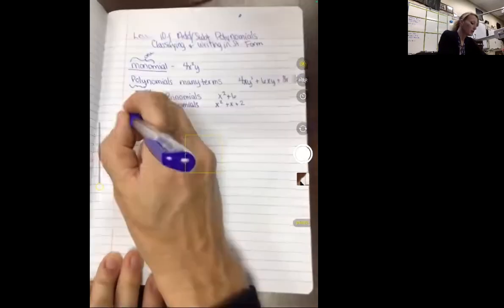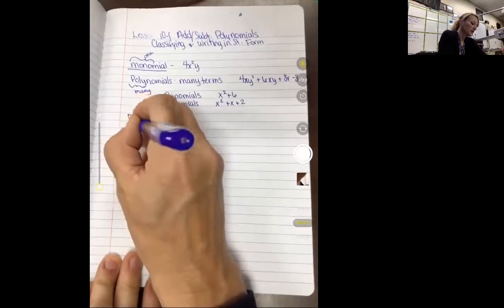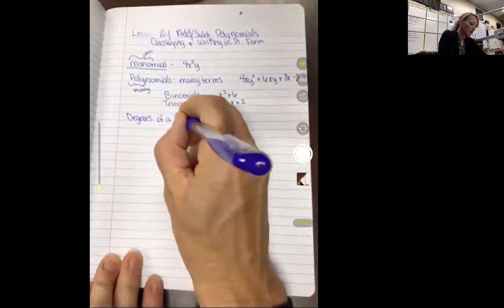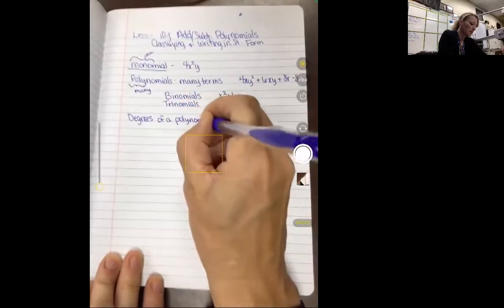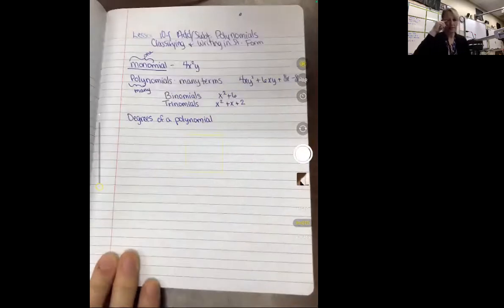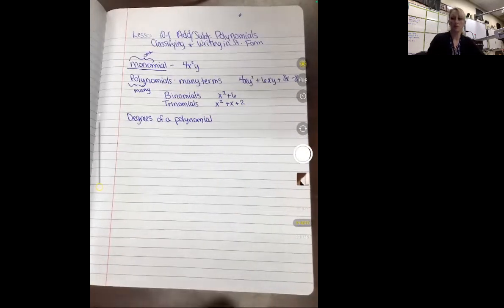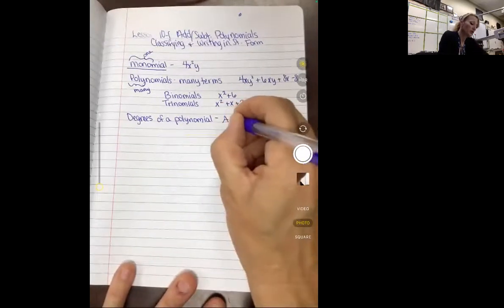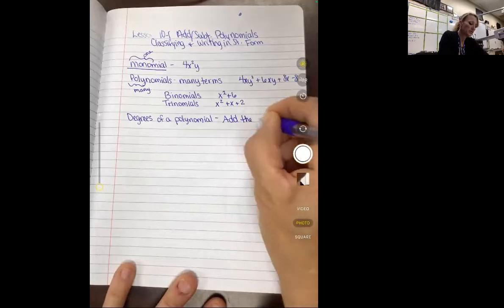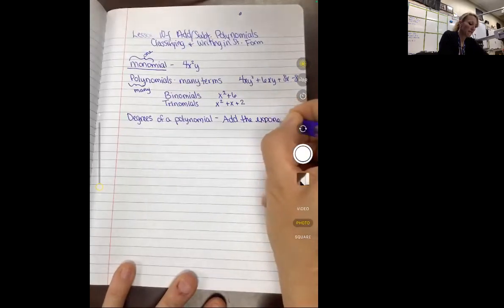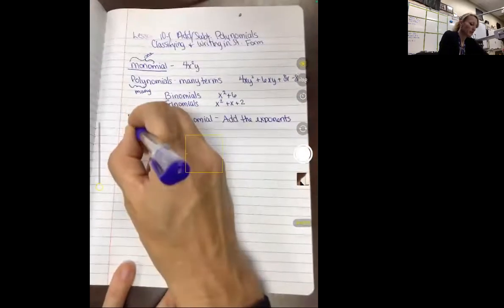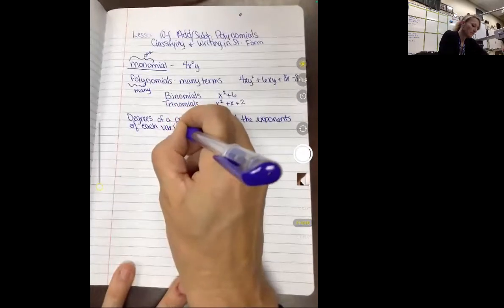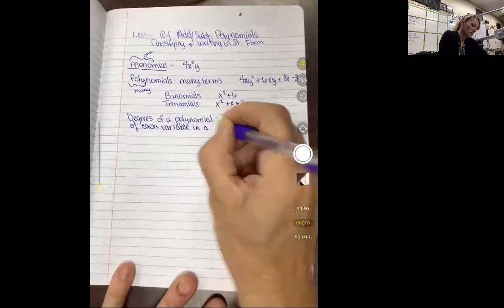So there's 3 terms, so therefore it's a trinomial. First of all, we're going to talk about the degrees of a polynomial. The reason this is important is it will actually lead us directly into how to write things in standard form. If we are trying to find the degrees of a polynomial, we are going to add the exponents of each variable in a polynomial.